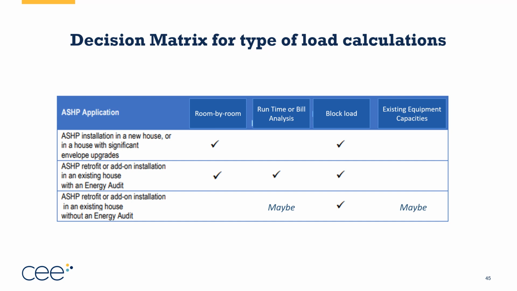It's going to be hard to do a room by room with a retrofit if I didn't do an energy audit, and the reason why is I need to know the square foot of each room. So if I haven't been to the house to actually gather that level of information, I'm probably not going to be able to do room by room across the board. Runtime and bill analysis, I will need to have done some sort of energy audit. I'll need to have gotten either thermostat data or utility bill data for the homeowners.